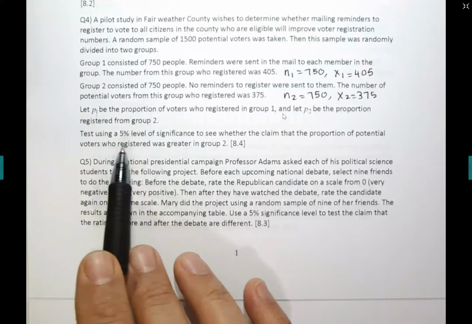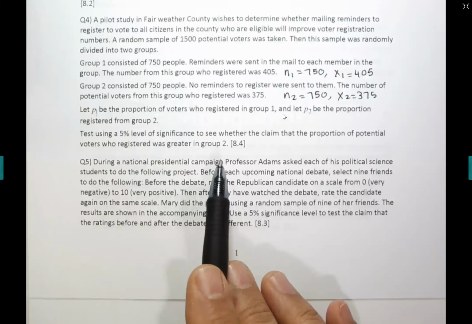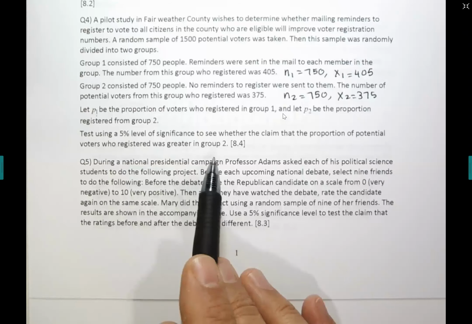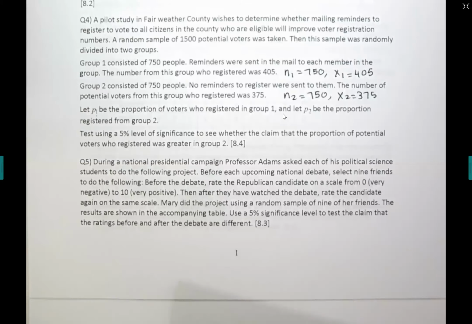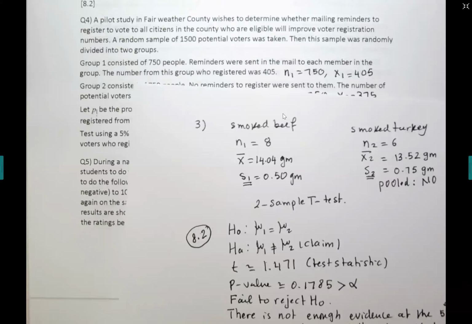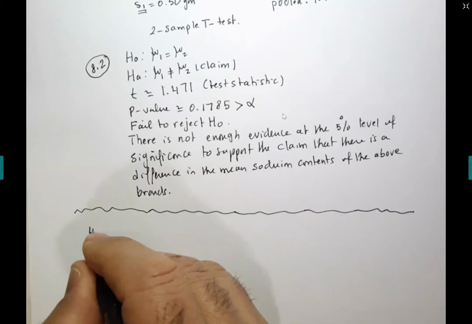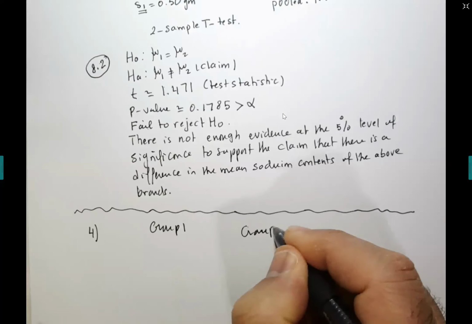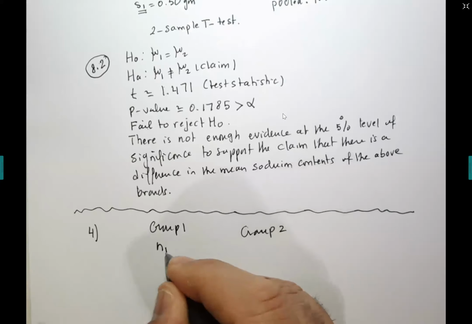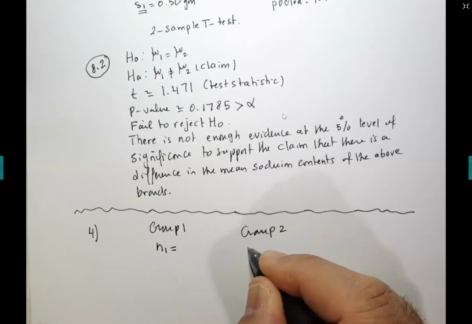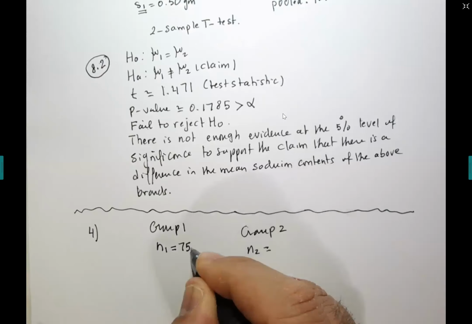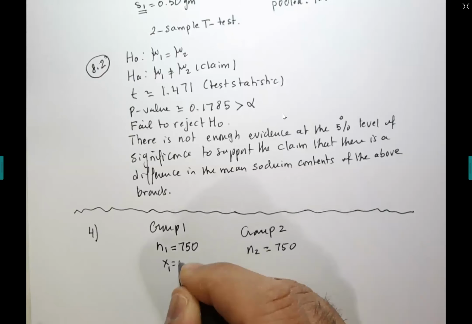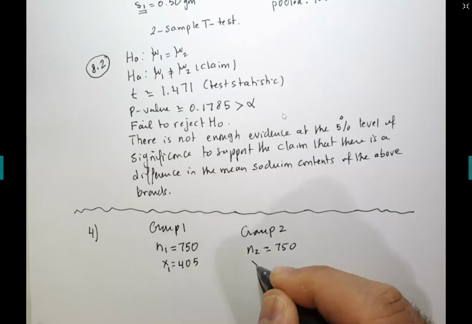Test using a 5% level of significance to see whether the claim that the proportion of potential voters who registered was greater in group 2. So guys, let me write down what we have. That was number 4. Group 1, group 2. You know this is a proportion now. It's not testing the difference between 2 means, because he gives you sample size and the number of successes. X1, he says it's 405, and X2 is 375.